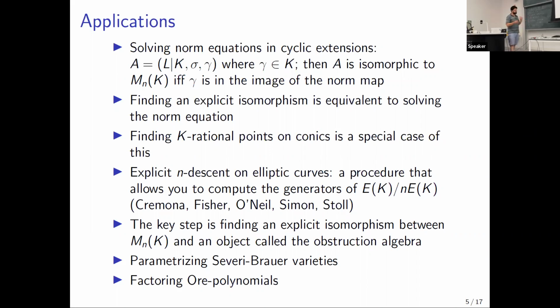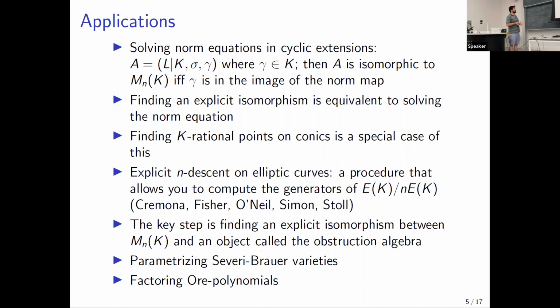And this is exactly the same problem as looking at the cyclic algebra. The cyclic algebra is isomorphic to M_n(K) if and only if this gamma is in the image of the norm map. And this correspondence is also quite explicit. So if you can find this isomorphism, you can solve the norm equation. The simplest case that probably everyone has already encountered is when you're given a quaternion algebra: finding a zero divisor in a quaternion algebra is exactly the same problem as finding points on conics.